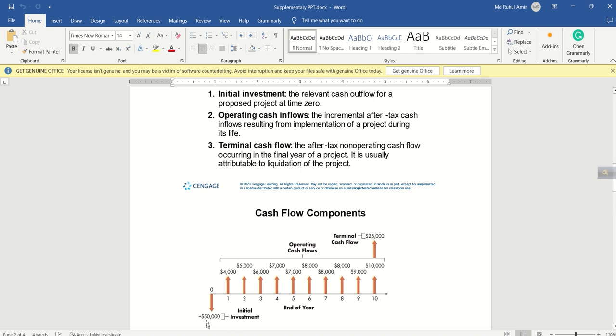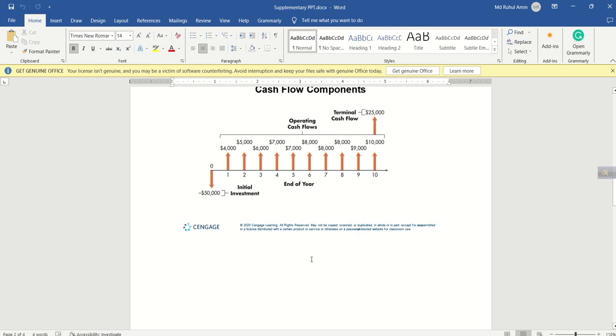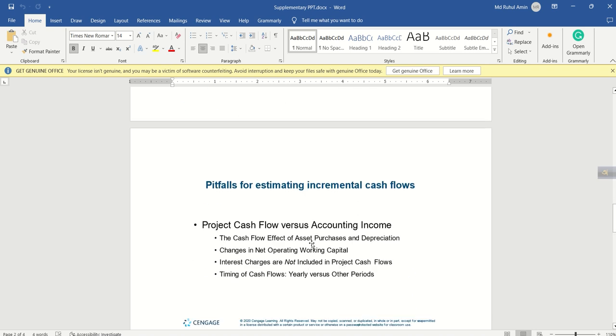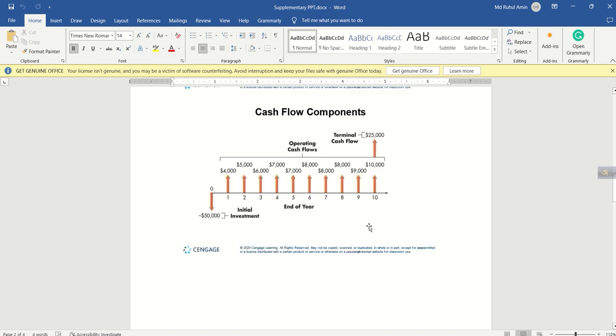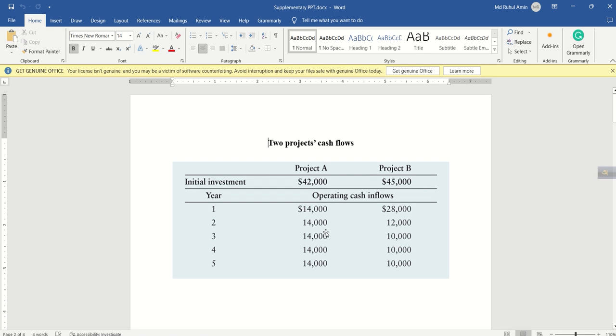And initial investment would be $50,000, and these are the periodic cash inflows over the 9 years, because in the last year we added this $10,000 to the terminal value. So three components: initial investment, operating cash inflows, and then terminal value. Terminal value includes the operating cash flow of the last year. So these are the three important components for our relevant cash inflow estimation. Now going back to our cash flow example.